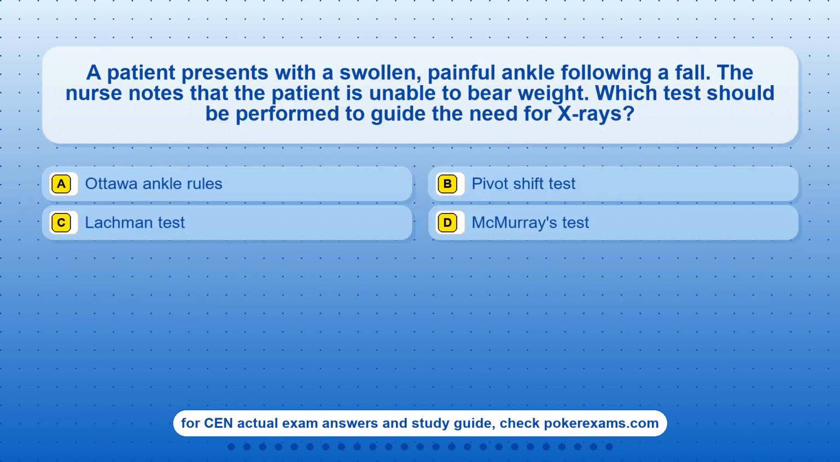Question 2. A patient presents with a swollen, painful ankle following a fall. The nurse notes that the patient is unable to bear weight. Which test should be performed to guide the need for X-rays? Option A, Ottawa ankle rules. Option B, pivot shift test. Option C, Lachman test. Option D, McMurray's test.